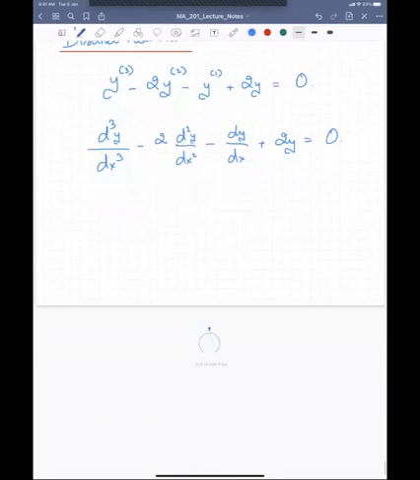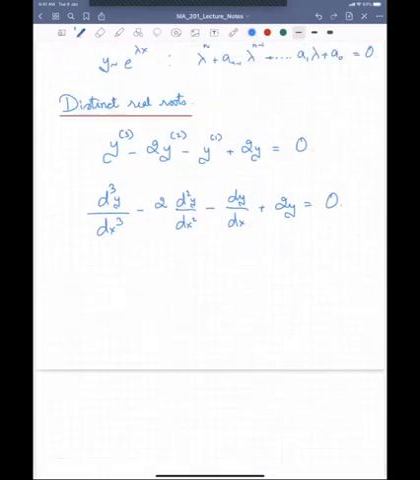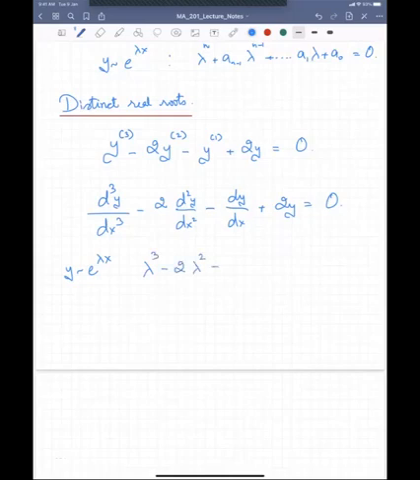Okay. So plug in the ansatz, y is some e to the lambda x. For constant coefficients, this is always the most straightforward methodology. So this gives me an equation, lambda cubed minus 2 lambda squared minus lambda plus 2 equals 0. Who's good at solving cubic equations? Sir, lambda is 1, minus 1 and 2. Very good. You guys are very good at solving cubic equations. So lambda is plus minus 1 and 2.